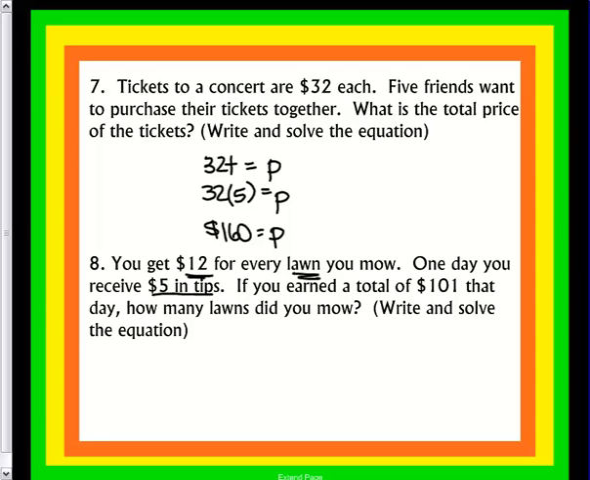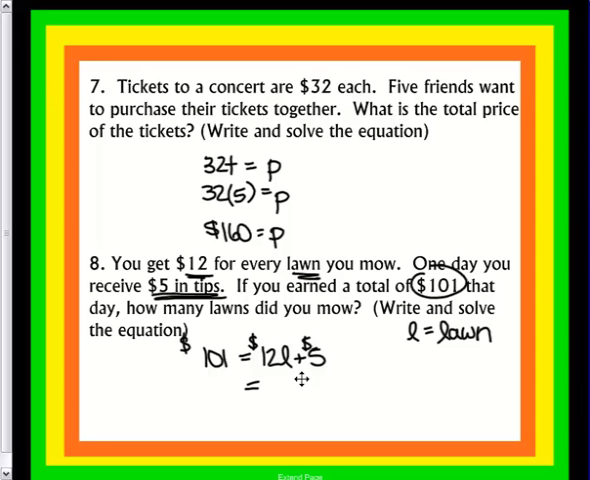All right, you get $12 for every lawn you mow. One day you also receive $5 in tips. If you earned a total of $101, we know that goes on the one side of the equal sign because it's the total. That day, how many lawns did you mow? So we earned $12 per lawn. I'm going to use an L for lawn. And I always tell people what my variable means. Okay, and I made $5 in tips.